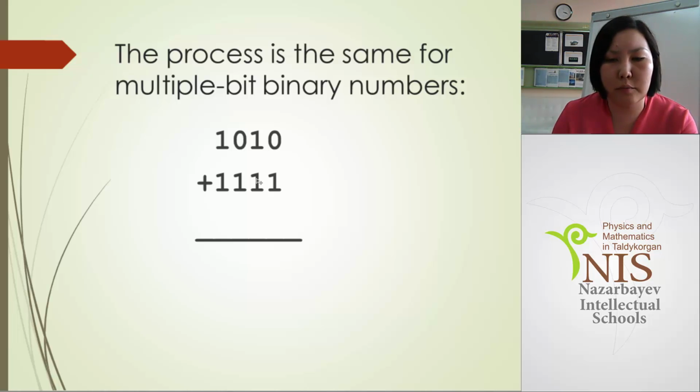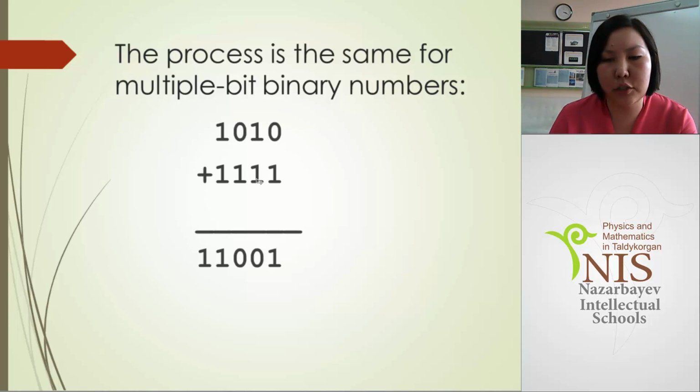Let's look at this example. We have two binary numbers. The first one is 1010, the second one is 1111. If we add these two numbers, what will we have as the result?